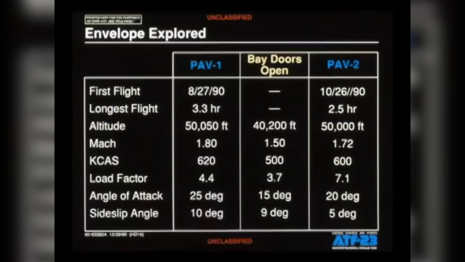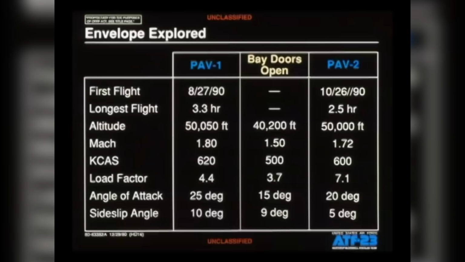These were the envelope that we explored as far as we went, when the first flights were. Longest flights, 3.3 hours. Obviously, we had air refueling for those, and we relied a lot on air refueling and the speeds that we went on through angle of attack and side slip. So it was a compressed, very compressed flight test program where we had to tunnel through the envelope in order to get to the points where we wanted to do.